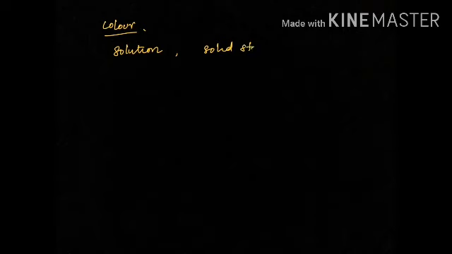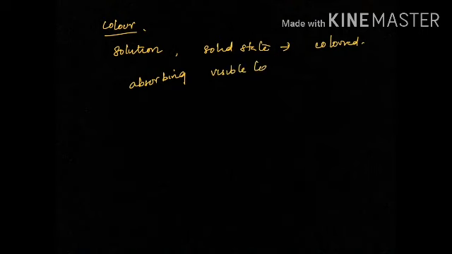The next property is the color. Most of the transition elements, whether they are in solution or in the solid state, are normally colored. The reason for the color exhibited by the transition elements is that they are absorbing the visible light.